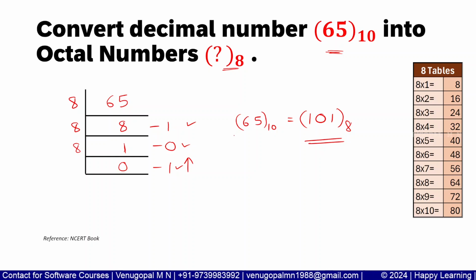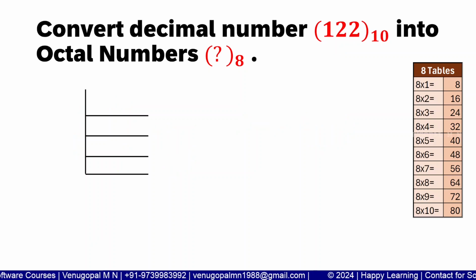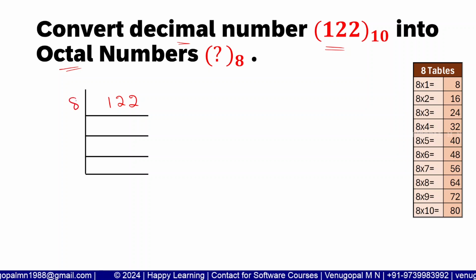So let us move on and understand one more example. Convert a decimal number. What is the decimal number given? 122 to the base 10 to an equivalent octal number. 122 is the given number. Now let us try to convert this into octal number. So 122 is the given number. I have to start dividing this number by 8.